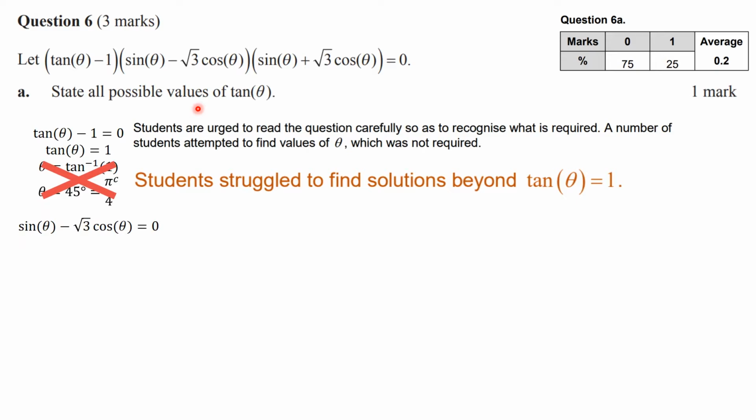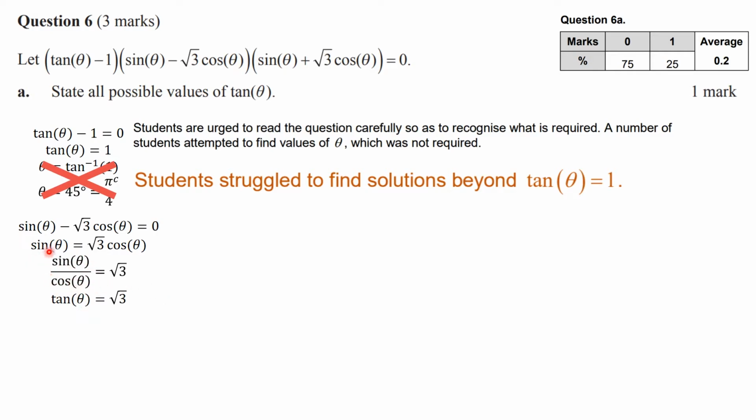So let's look at the second bracket and let's let that equal 0. So sine theta minus root 3 cos theta equals 0. So let's move that root 3 cos theta to the other side. So we get sine theta equals root 3 cos theta. Okay? So now we'll divide both sides by cos theta. Right? So now we have sine theta over cos theta equals root 3. What's sine theta over cos theta? It's tan theta. So now you have an extra solution, right?